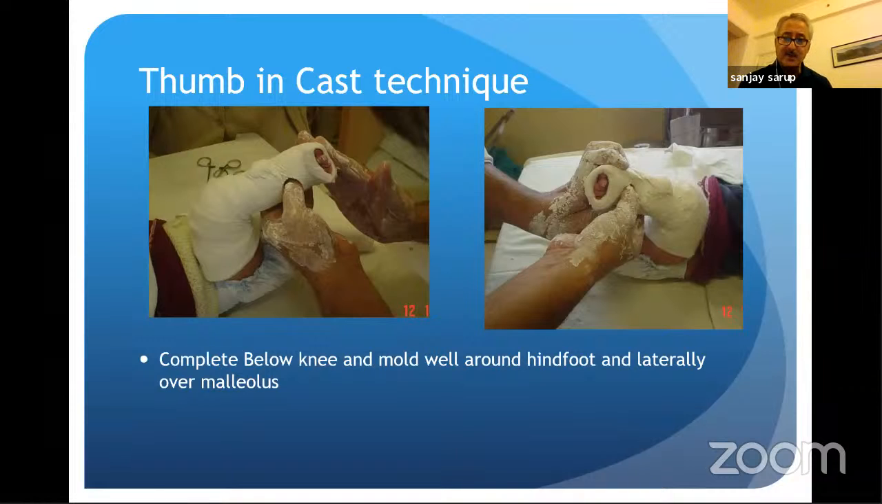In our technique, we have been using this technique for many, many years now. We have been using it since, I think, 2004. We use a thumb in cast technique. That means we hold the alignment and somebody casts over. The thumb is inside the foot, as you can see in the cast, and it keeps a steady pressure while the whole plaster is wrapped around and while you mold the plaster around the heel.